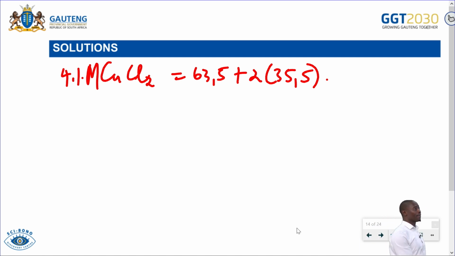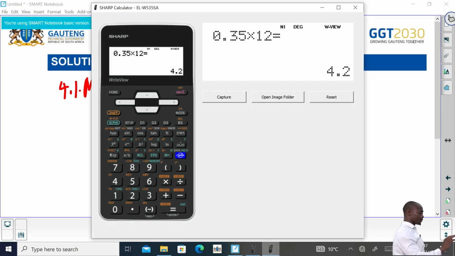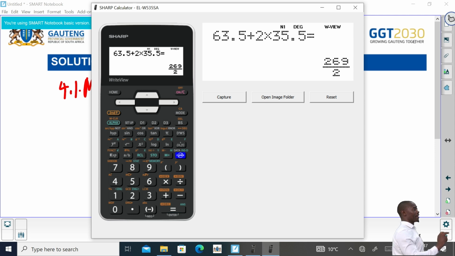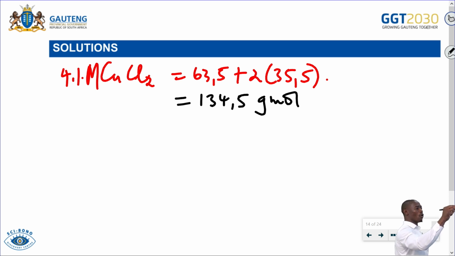So it's 63.5 plus 2 times 35.5. So what are we having here? We're having 134.5 grams per mole.